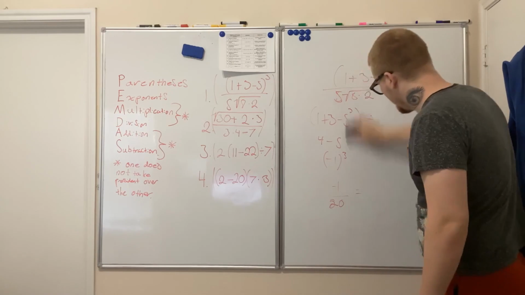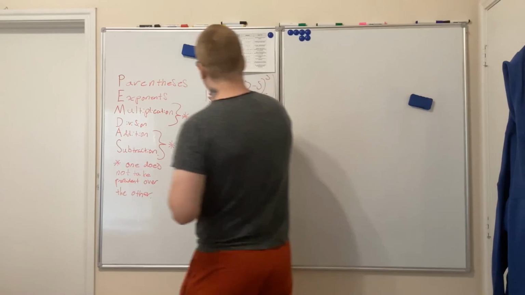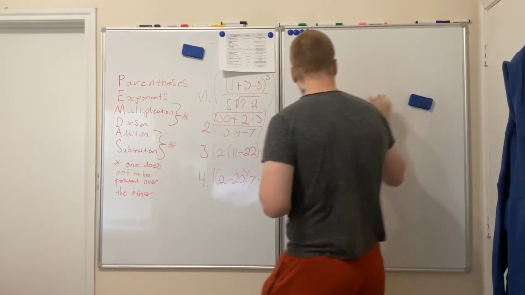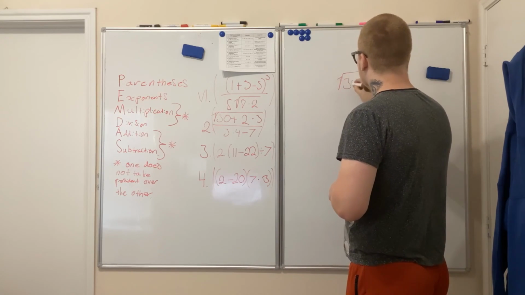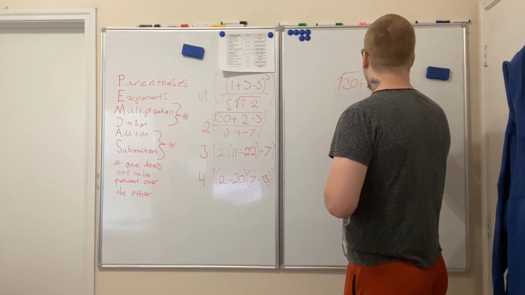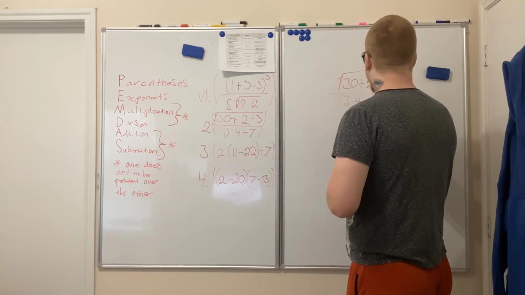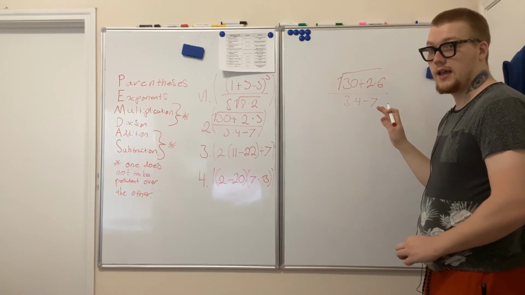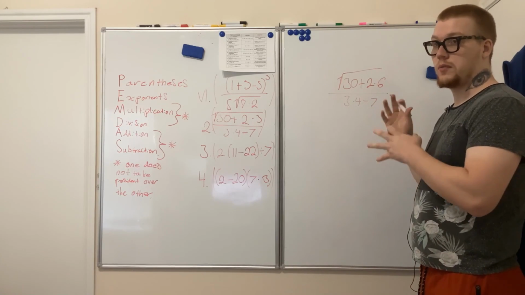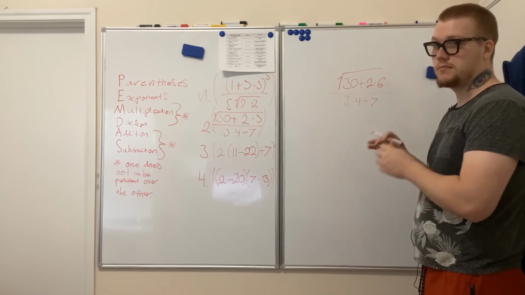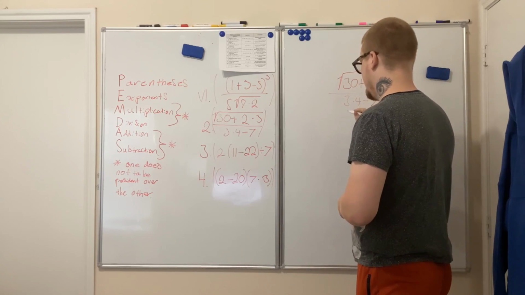Now we're going to move on to the next one. There we go. Bam. Okay. So we have square root 30 plus 2 times 6 over 3 times 4 minus 7. And if you want to write it similar to the way that I wrote it last time, that's perfectly okay. Whatever helps you solve the problem the easiest, go for it. Do that. Now, moving on to solving this.